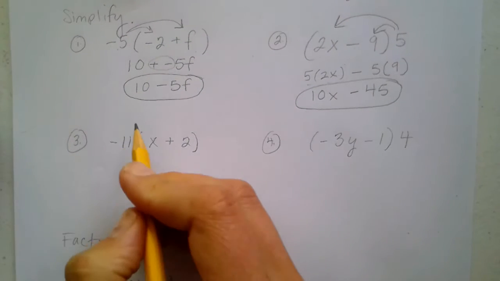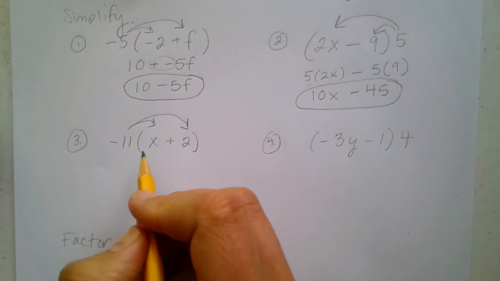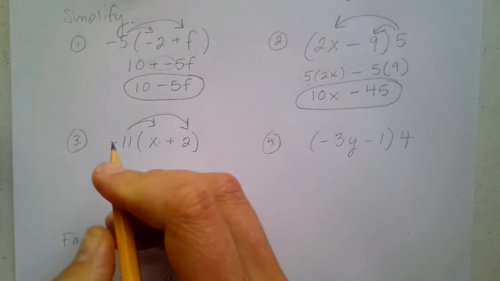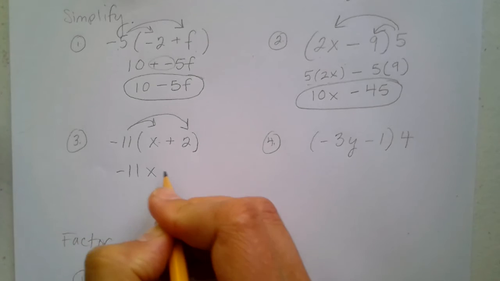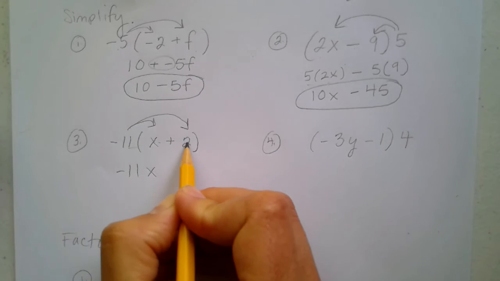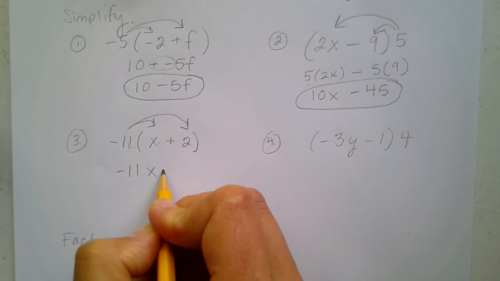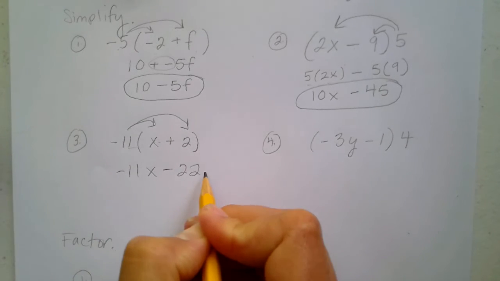All right, next, again, distribute to each of those terms inside the parentheses, not just the first one, but both, -11x. And then I'm going to do this in one step. -11 times 2 is -22. Instead of putting plus -22, I'm just going to write minus 22.